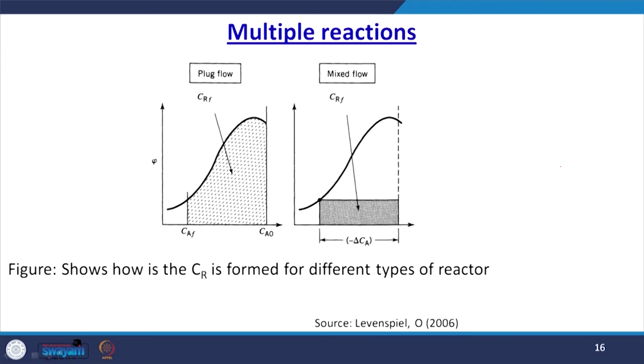Now you can see here we have represented two figures courtesy of Levenspiel. This shows that CR is formed for the different types of reactors.